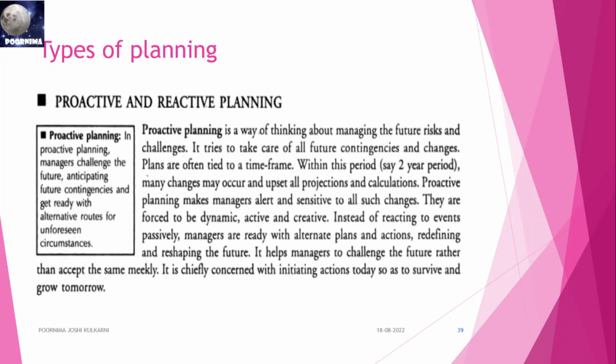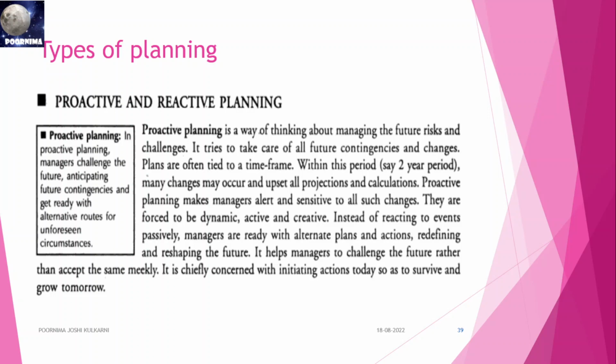Proactive planning. In proactive planning, managers challenge the future, anticipating future contingencies, and get ready with alternative routes for unforeseen circumstances. Reactive means after something bad happened, they start planning. Proactive planning is a way of thinking about managing the future risks and challenges. It tries to take care of all the future contingencies, and plans are often tied to a time frame.